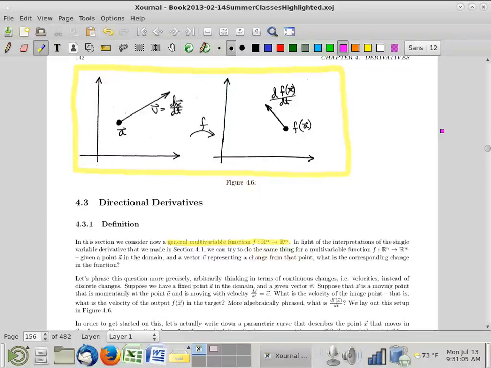Okay, so new topic today. We're going to do some more multivariable derivatives. Actually, today, for the first time, we're going to really do a truly multivariable derivative. So what do I mean by that?